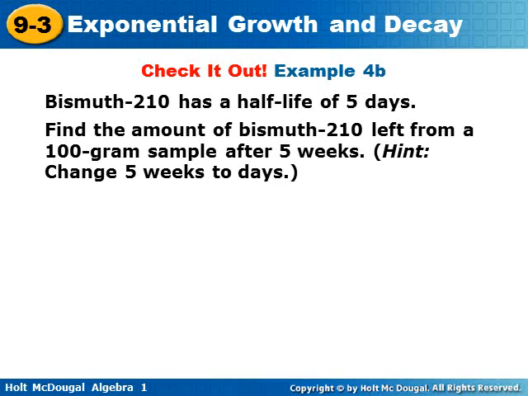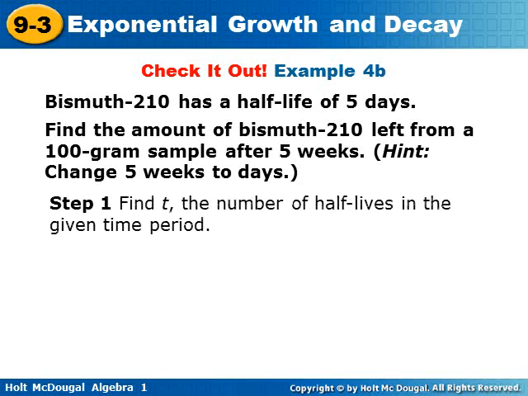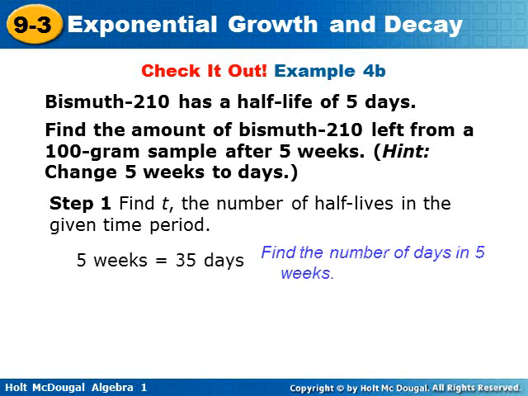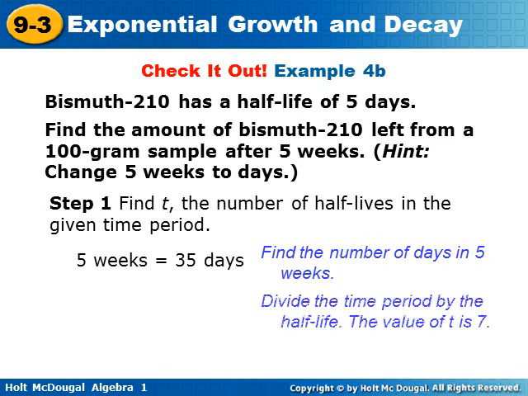Bismuth-210 has a half-life of 5 days. Find the amount of bismuth-210 left after a 100-gram sample after 5 weeks. Hint, you need to change 5 weeks to days so that the time measurement is the same. This one's for you to try on your own, and then you can check back for your answer. Find T, the number of half-lives in the given time period. So the number of days in 5 weeks is 35 days, and we're going to divide 35 days by 5 days, and we get 7 half-lives.